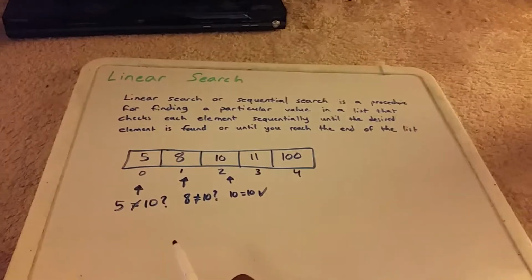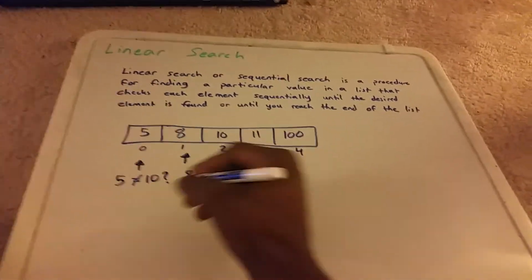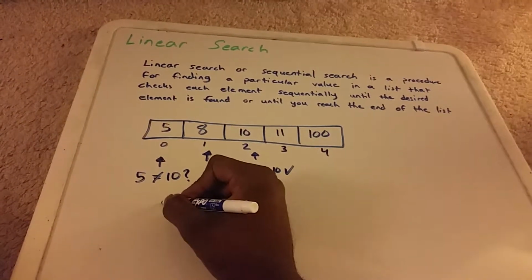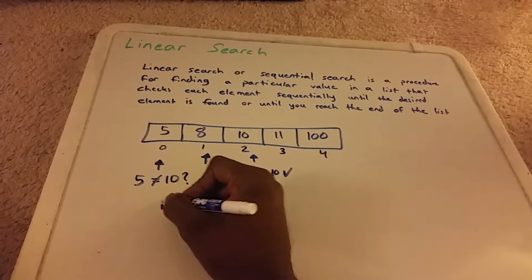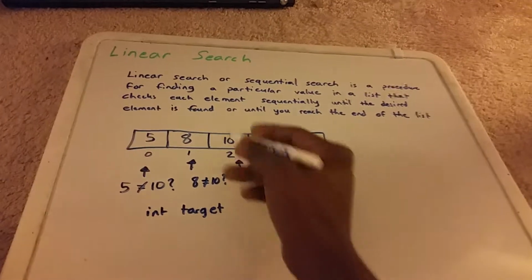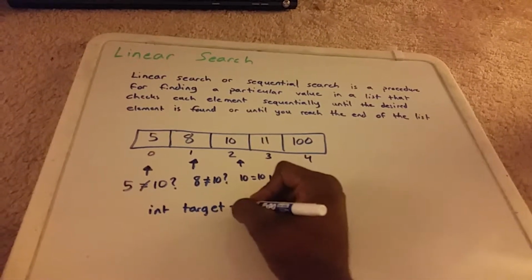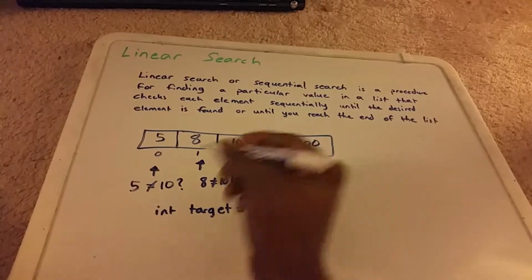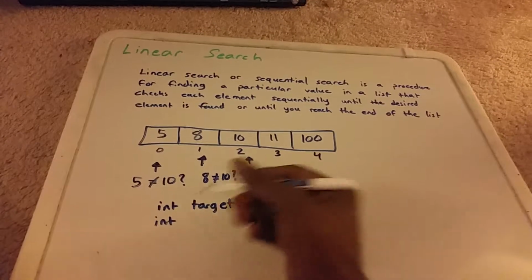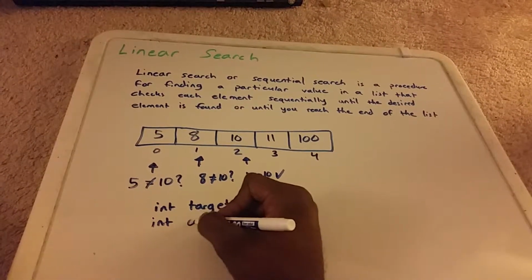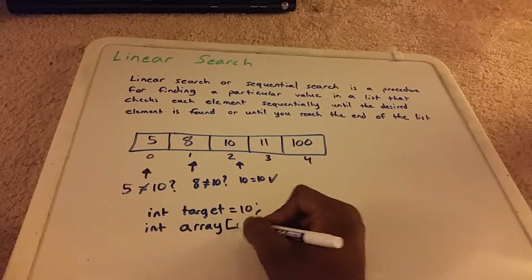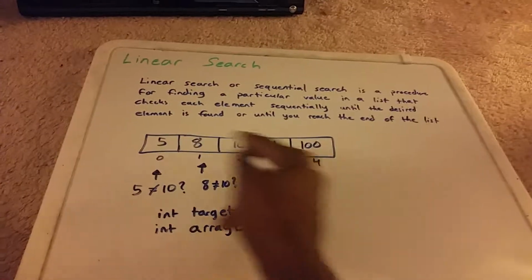So how would this look in code? Well, to do some pseudocode here, you basically are going to have your integer target. In this case, our target is 10, so I'm going to set target equal to 10. And then we're going to have a list, and you can think of a list like an array. So I just say we have an integer array, and it's of size 5 because there's 5 elements.